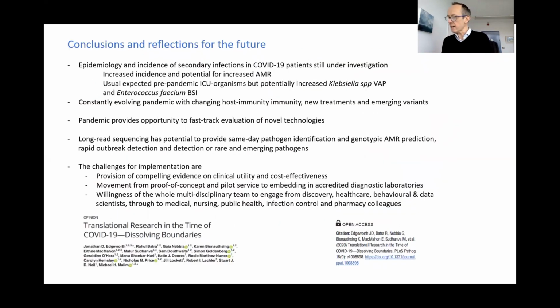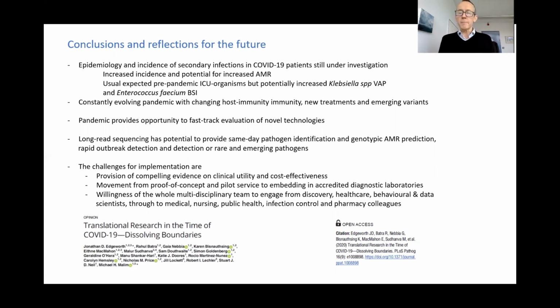Okay, so this is my last slide, and I think I'm just about within the half hour. What conclusions have we got from the work we've done over the last year or so? So I think there's still a lot to know about the epidemiology of secondary infections in COVID-19 patients. But I think broadly, particularly when you've got an inundated intensive care unit, there's probably more infections and more resistance. And that'll be a challenge for everybody as the pandemic hopefully comes under control to go back to baseline.